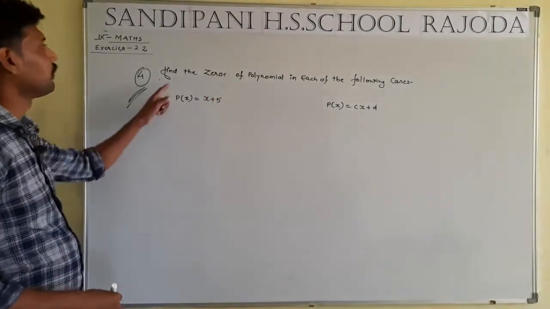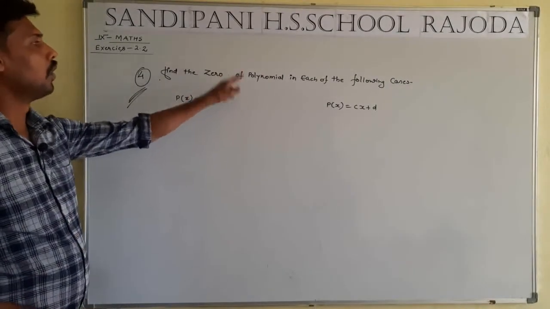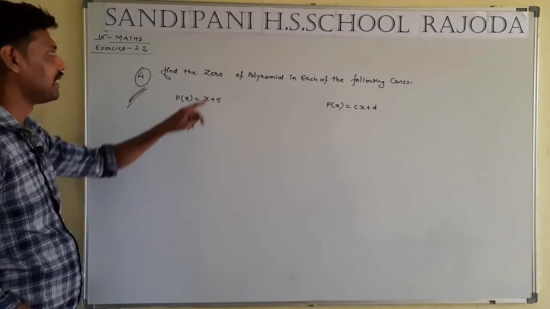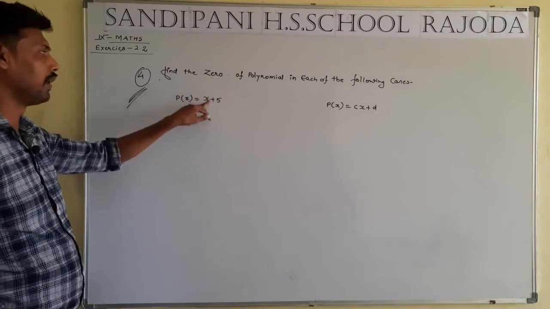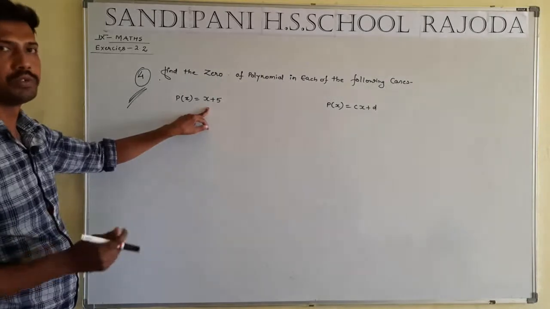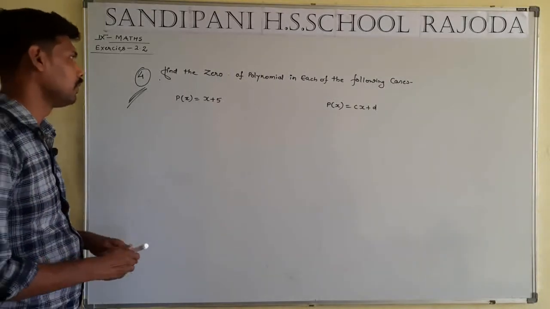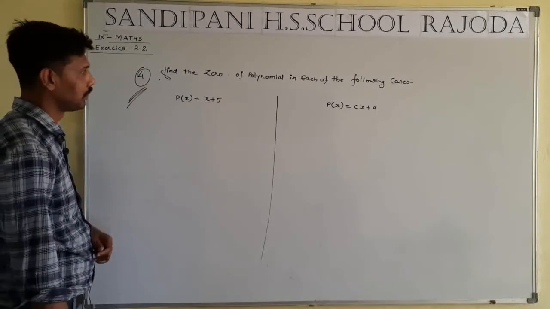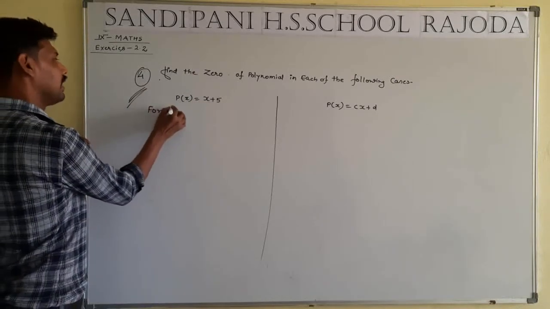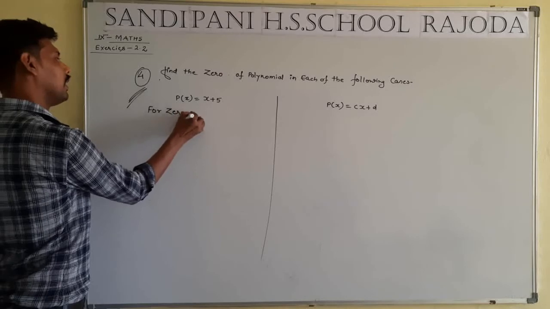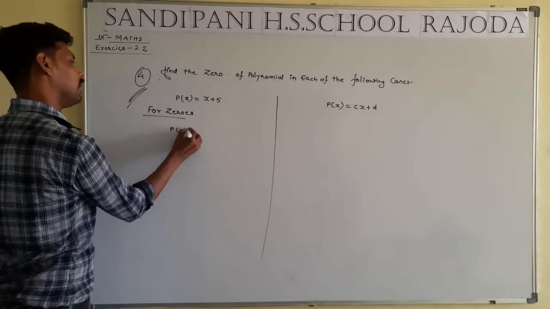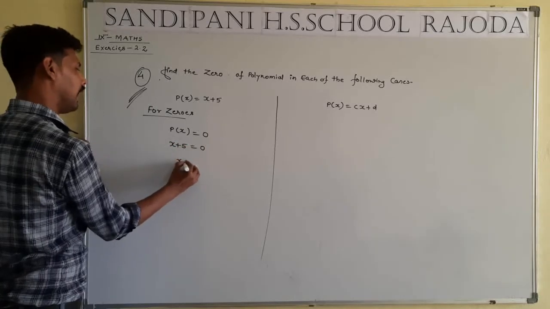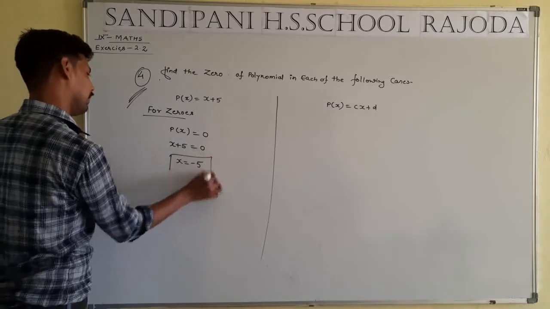Student, next question, find the zero of the polynomial in each of the following cases. Find the zero, because the power of x is 1, so the number of zeros will be 1. Now finally the last question of the exercise, Px will be equal to x plus 5. For zeros we have to remember that we need to find the zero, so always the polynomial will be equal to 0. So x plus 5 will be equal to 0, then x will be equal to minus 5.